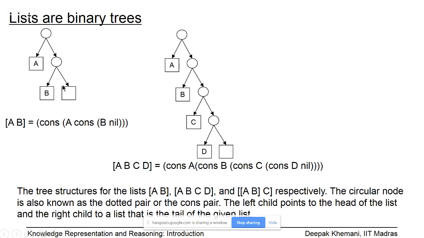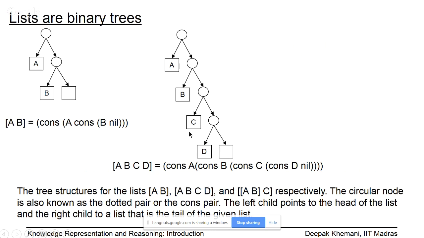So if you look at the lower cons pair, it corresponds to cons of B with nil. So this is an empty list, and there's an element called B. If you put B with an empty list, you get cons of B comma nil. Now this whole thing is the rest of the list for the original list. So we have cons of A with cons of B comma nil.